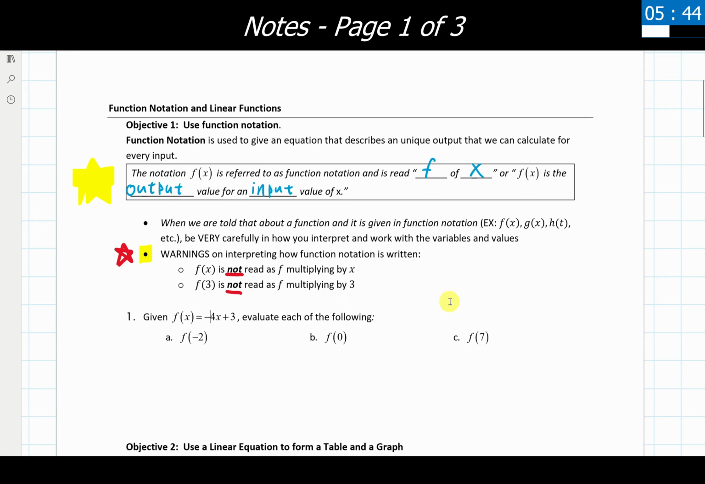Okay? Now the last part I want to get to before we dive into some actual examples here is a little trick that I heard from a student a few years back, which I think is a very handy way of remembering: is the number I've been given an input value or an output value?